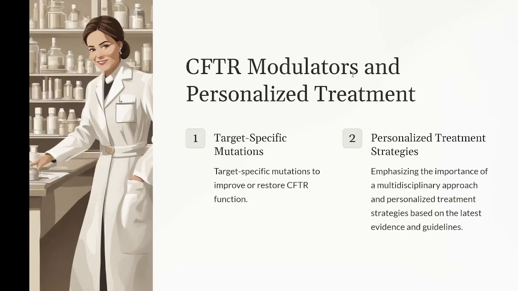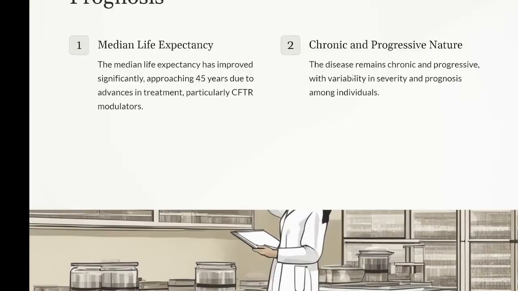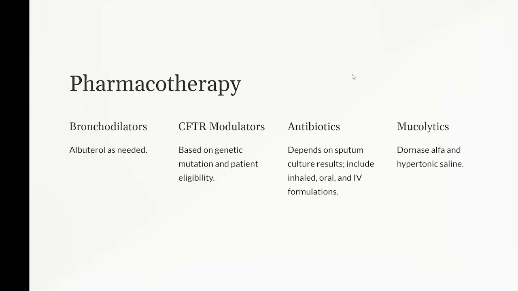4. CFTR modulators, target specific mutations to improve or restore CFTR function. Examples include ivacaftor for gating mutations, and combination therapies like lumacaftor, ivacaftor for patients with 2 copies of the F508del mutation. Pharmacotherapy, bronchodilators, albuterol as needed. CFTR modulators, based on genetic mutation and patient eligibility.